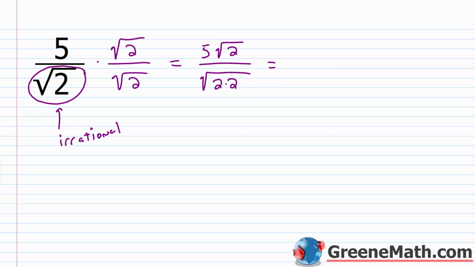So this is going to be equal to 5 times square root of 2 over 2. So now this 2 is a rational number. So I've changed my denominator from an irrational number to a rational number, henceforth the term rationalizing the denominator. So basically to do this, especially if you're just working with a square root, just make sure your square root is simplified first. And then once that's done, just multiply the numerator and denominator by that square root. So let's look at another example.